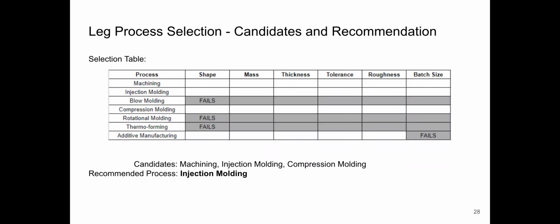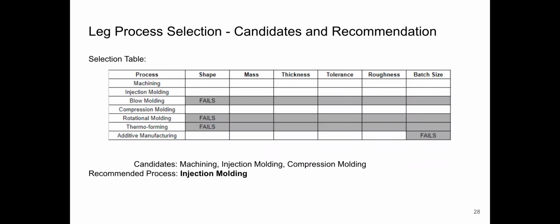Overall, through the selection table, our candidates for this part were machining, injection molding, and compression molding, with our recommended process being injection molding. Next slide. So now looking at the design for manufacturing of this injection molded part, we have the analysis of the before redesign costs and the after redesign costs.